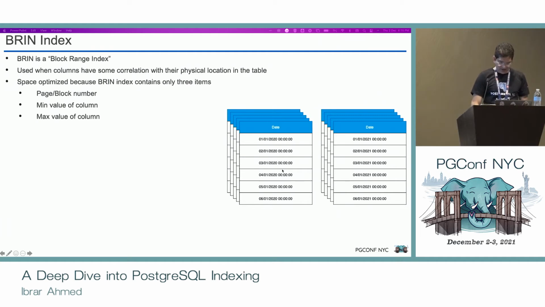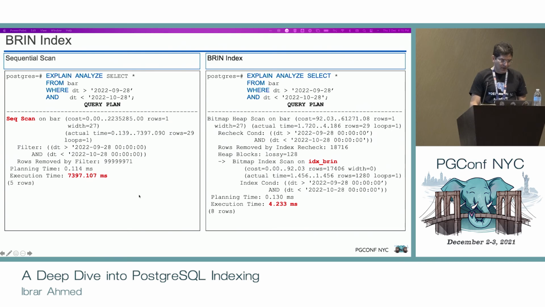Here you can see the data is in serial order, and it created two ranges. You can see the timing difference between the sequential scan and the BRIN index. I have created a sequential scan here, and we have created a BRIN index here. You can see a big difference in the timing.